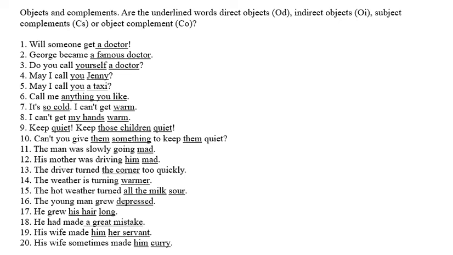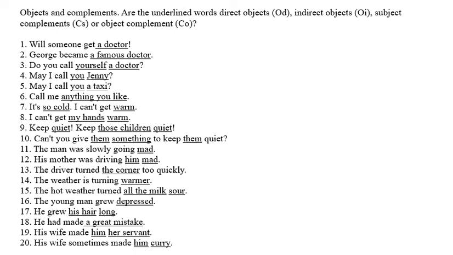All the milk is the direct object of the verb turned, and sour is a description of the direct object, so it is an object complement. The young man grew depressed. Grew here means became, so depressed is a description of the young man. It's a subject complement. He grew his hair long. His hair is the direct object of grew. It was long, so long is the object complement.